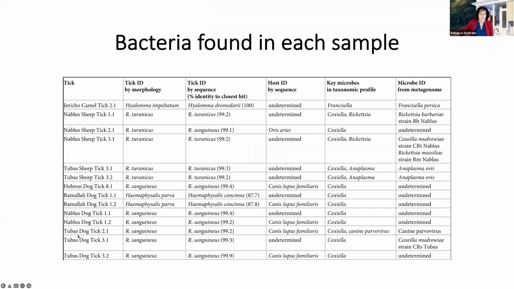So here were the ticks that they looked at, and then they identified the ticks by morphology. They also identified the ticks by the closest hits to their mitochondrial DNA sequences. So sometimes there were differences between the ticks once they did that. And then in some instances, they were able to, doing something similar, identify who those ticks had been feeding on. They did taxonomic profiling, they used Centrifuge, and then they were able to pull out genomes from the metagenomes for some of these species.